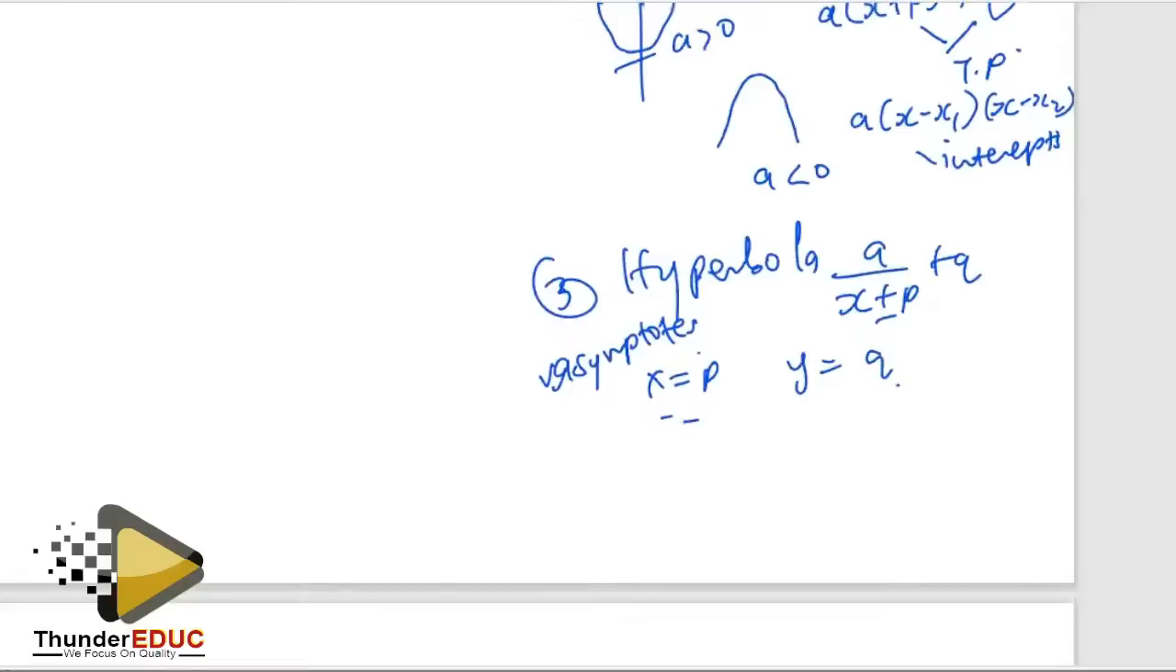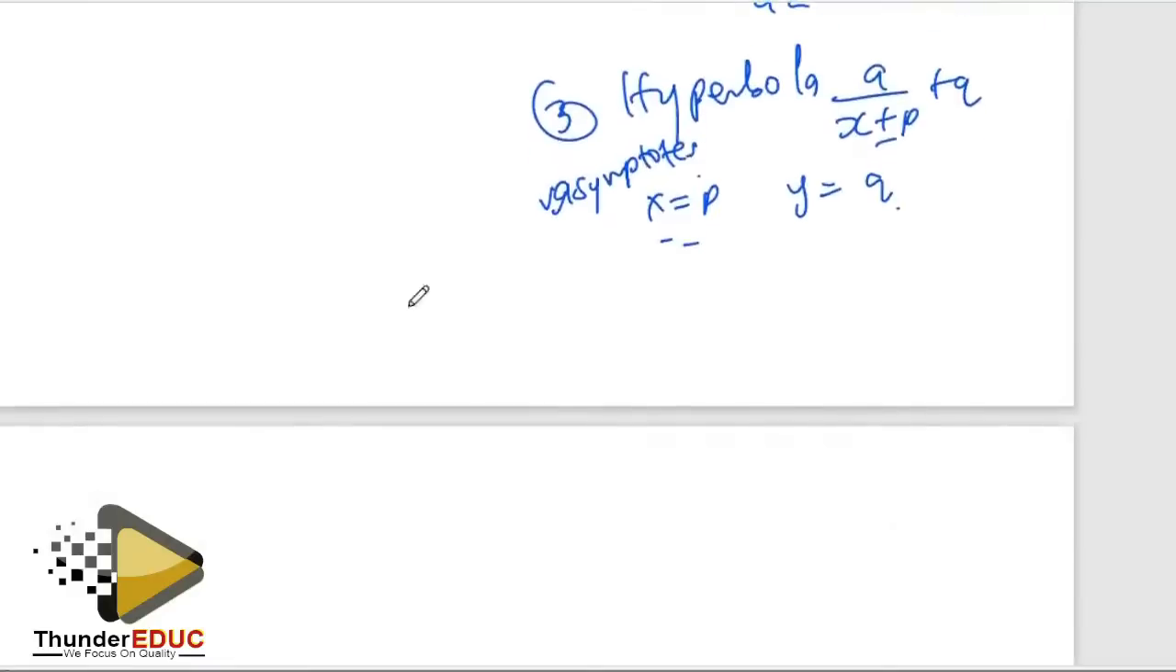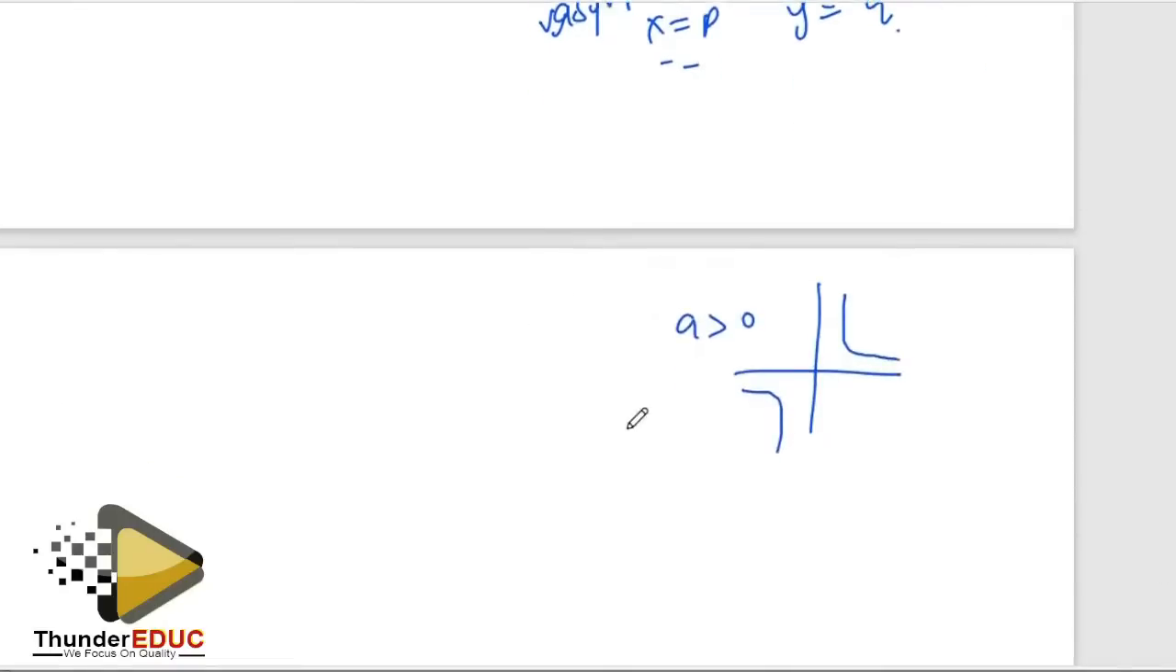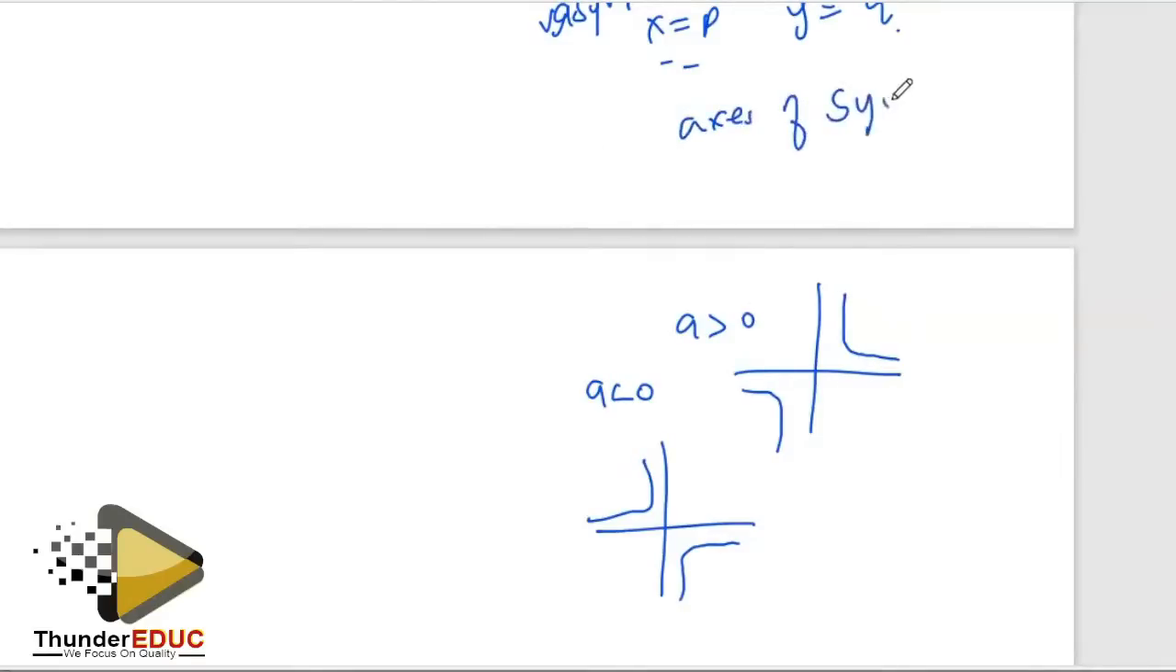Okay, then remember with the format of a hyperbola, there have to be two arms, whereby if a is greater than 0, we expect the arms to be in that format. And then if a is less than 0, okay, we expect the arms to be in the second and then the fourth quadrant. Then what we also need to remember is how to determine the axis of symmetry with the hyperbolas. So we have two, one with a positive gradient and then one with a negative gradient, okay?